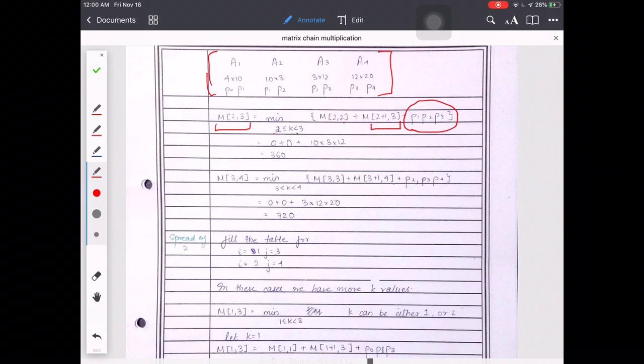And so again, we know that the cost when i and j are the same is 0, so we have 0 plus 0. And then looking at the dimensions, we have p1, p2 and p3. p1 is 10, p2 is 3, and p3 is 12. So we have an effective value of 360.